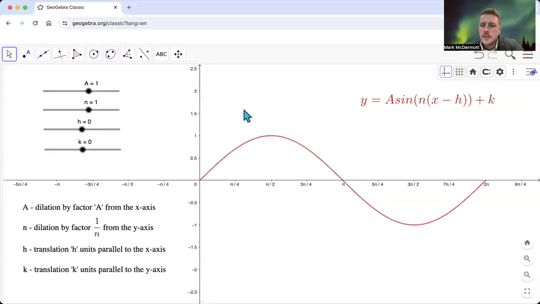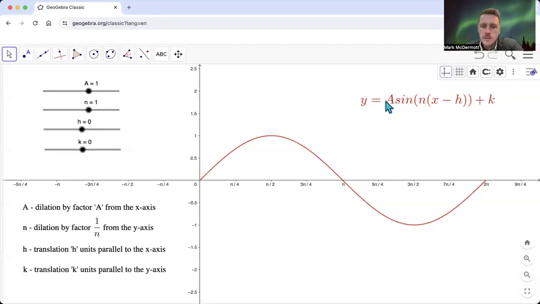So we're going to look at the different properties of a sine graph. There's basically four different things we can do to a sine graph. We can change the amplitude, we can dilate from the y-axis, we can translate it left or right, or we can move it up and down. So let's see what each thing does.